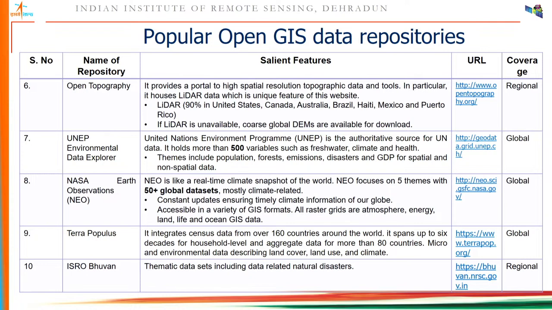Then we have Terra Populus. It integrates census data from over 160 countries around the world. It spans up to 6 decades of household level and aggregate data for more than 80 countries. Micro and environmental data describing land cover, land use, and climate is also available from this website. So you can see here the data repository of more than 160 countries. They have compiled beautiful data related to populations and the other themes I discussed, which can be readily downloaded from this website.